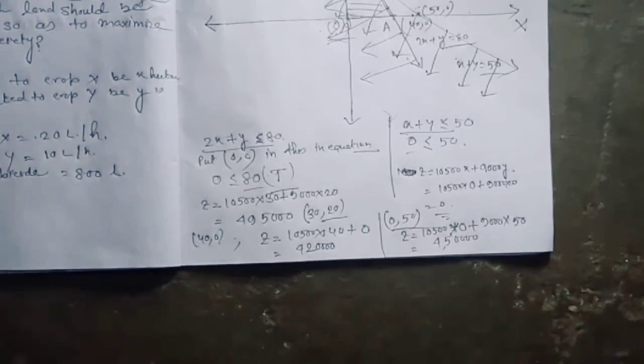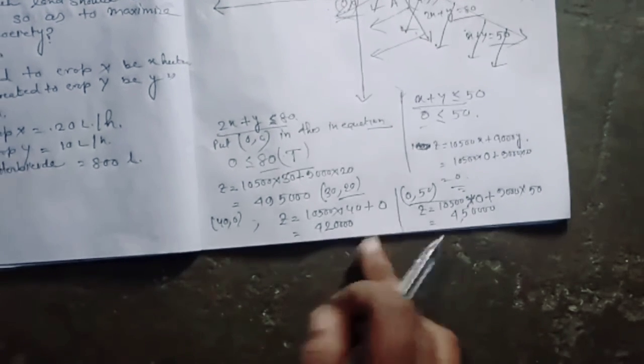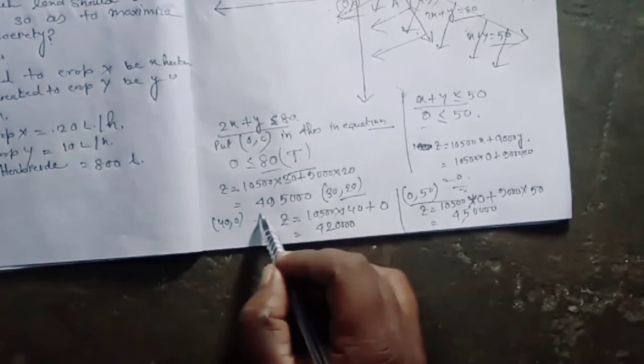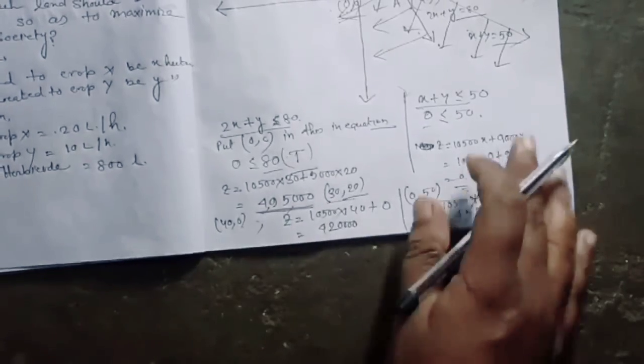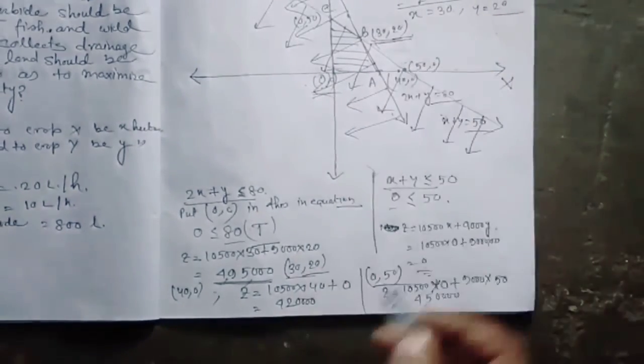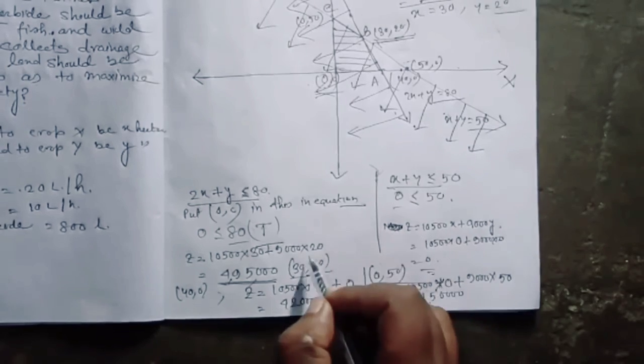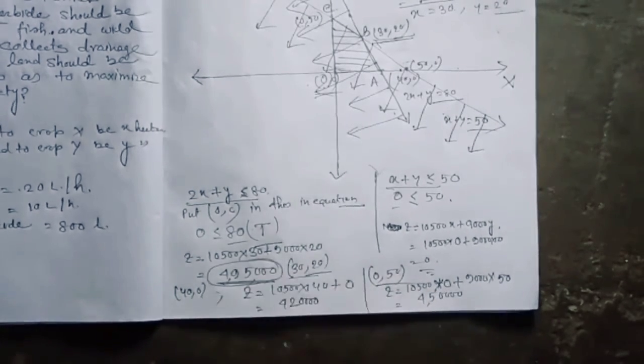Okay, so as you can see, the maximum value is 495,000, and that is at the point B. So the maximum value will be my required answer.